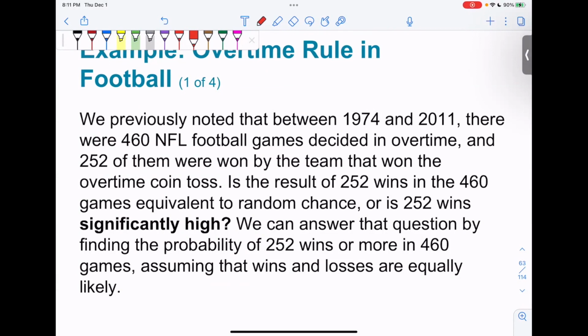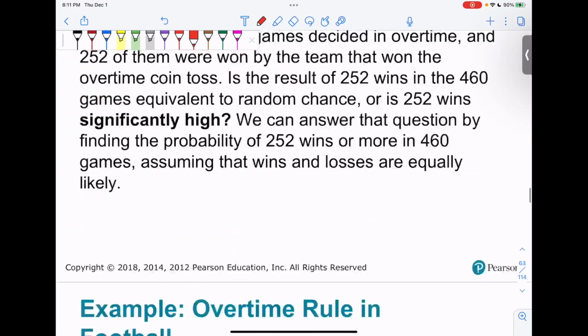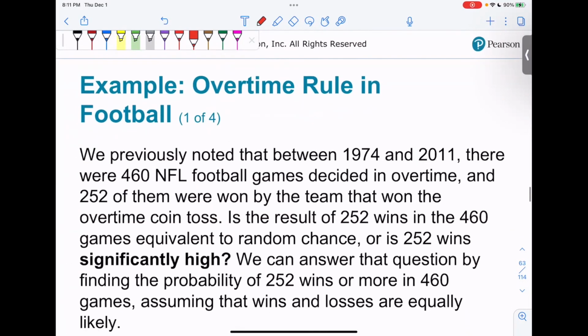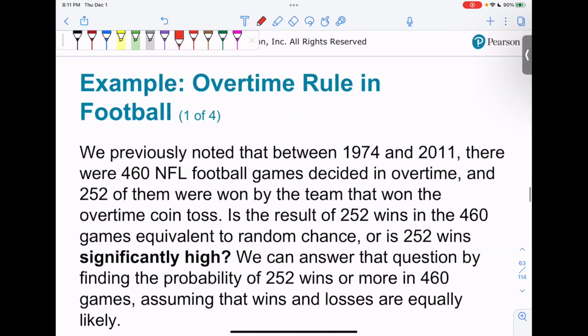So now what about significantly high and low? Let's see this example here. The number of trials here, how many? 460. So we have n equal to 460. And they said that 252 of them were won by the team, so X will be 252.